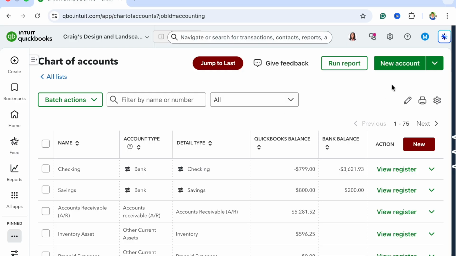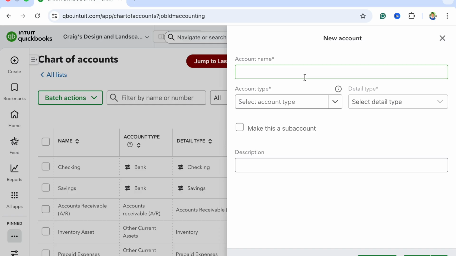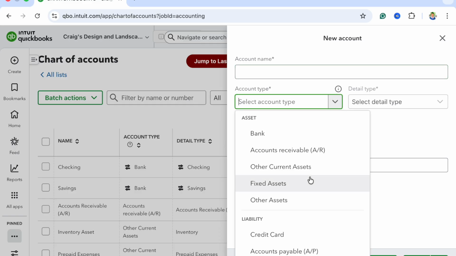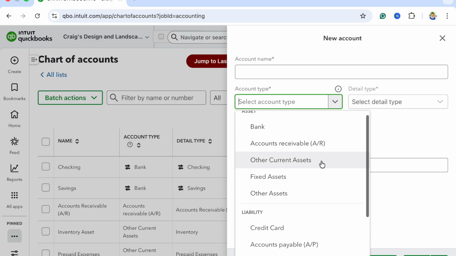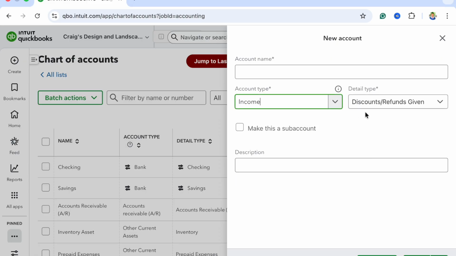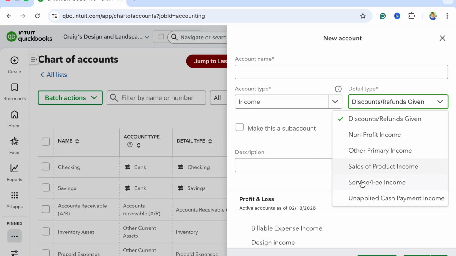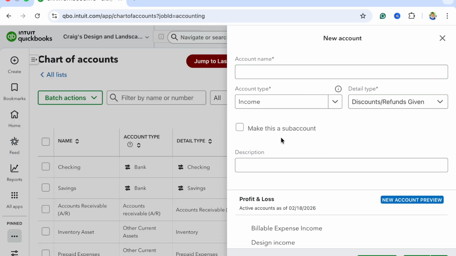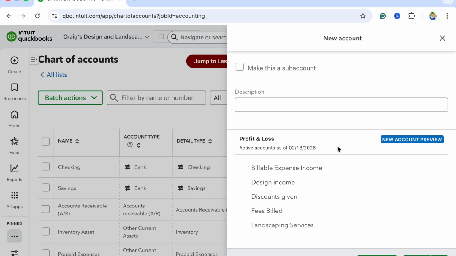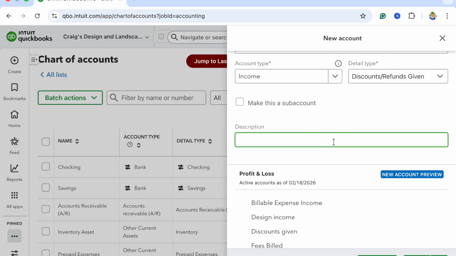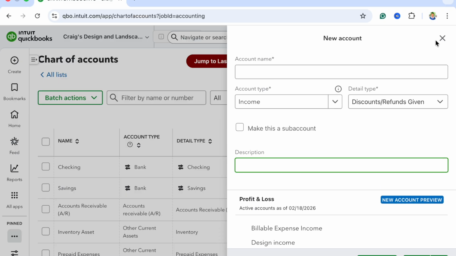Now, before I go, I'm also going to show you how you can create an account in the chart of accounts. If you want to create a new account, you can come up here and click new account. You put in the account name, you choose the account type, and when you choose the account type, let's say it was an income account, you can choose if it's a service account or whatever. But you choose the account type there, right? You can put in a description if you want, and so on and so forth.